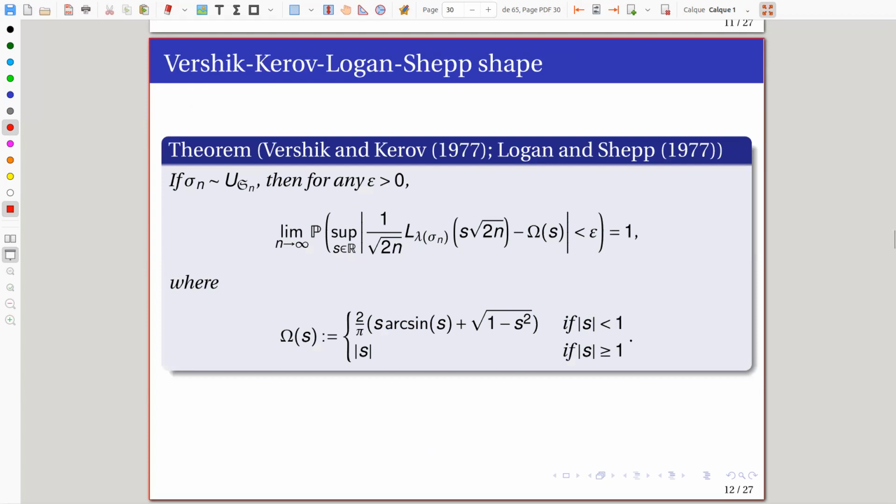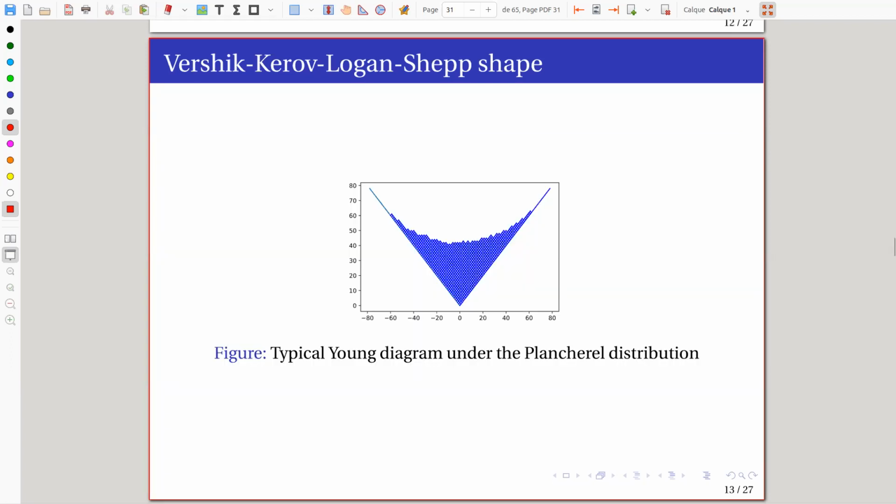So what Vershik, Kerov, and Logan–Shepp proved is that if you look at this shape, for n big enough it gives you a deterministic shape. If you take a large permutation at random, the shape will be like this with high probability. So why does this solve the problem? Because the longest increasing subsequence is just what we see here, and this is exactly 2 square root of n.